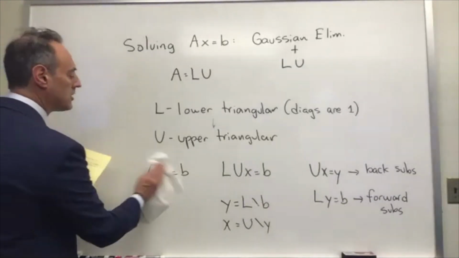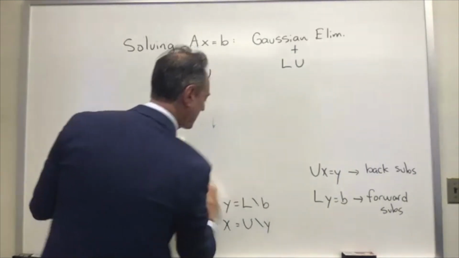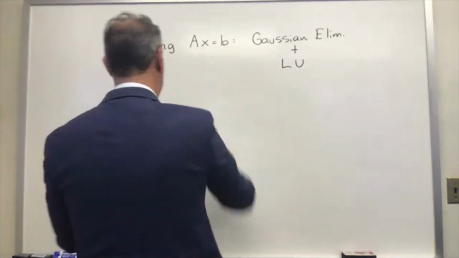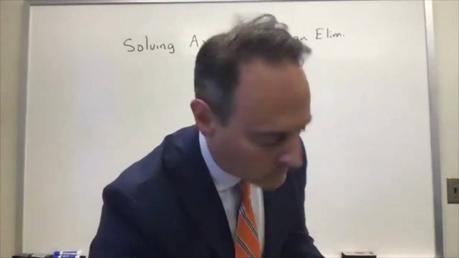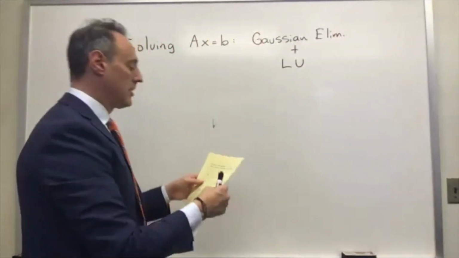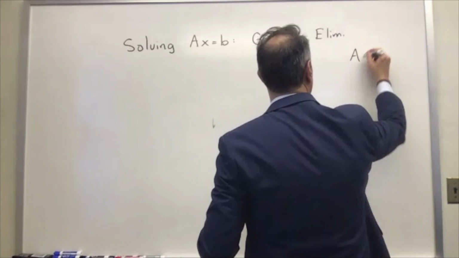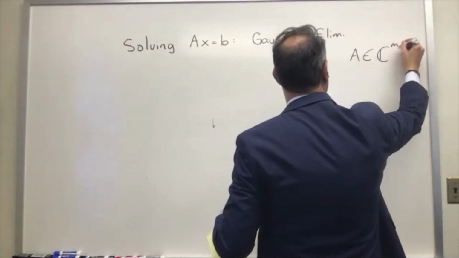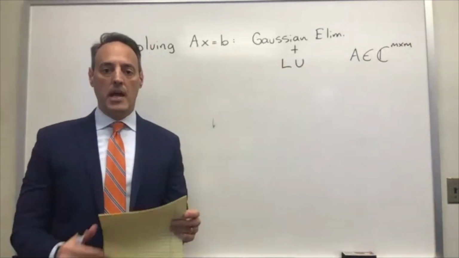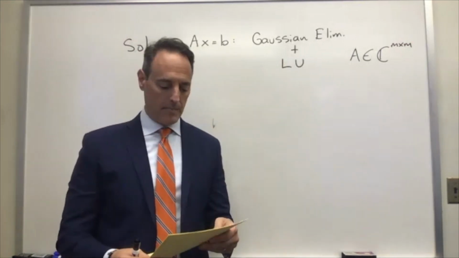Okay, so I'm going to erase this, and we'll start going through this process. What we're going to first start with is an A matrix. Let's say this A matrix is M by M, so it's a square matrix. And what we want to do is start thinking about how I would produce this decomposition.